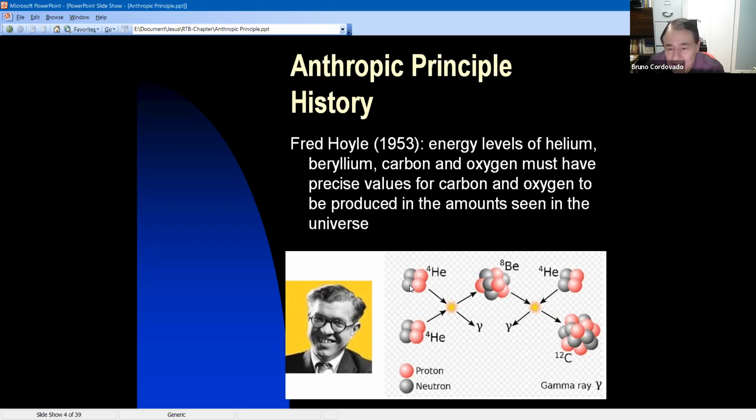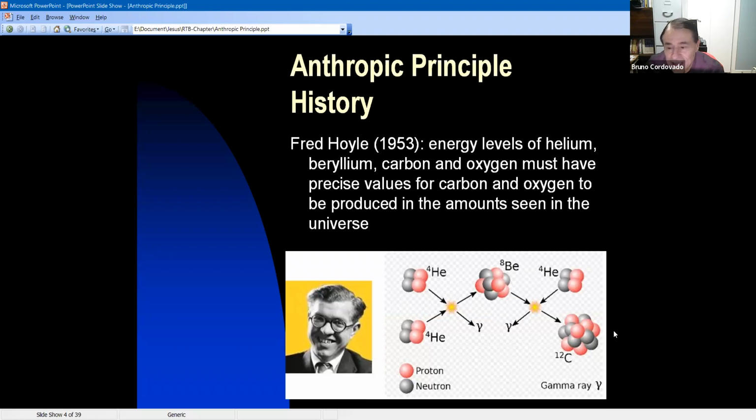So Fred Hoyle theorized this formula here that's in this diagram, where you combine two heliums to produce beryllium, and you give off some gamma rays. Then this beryllium combines with another helium, gives off another gamma ray, and produces carbon. And he found that this only happens if you have a certain energy level for the carbon and for the beryllium. And there's a similar sequence that is for the production of oxygen.